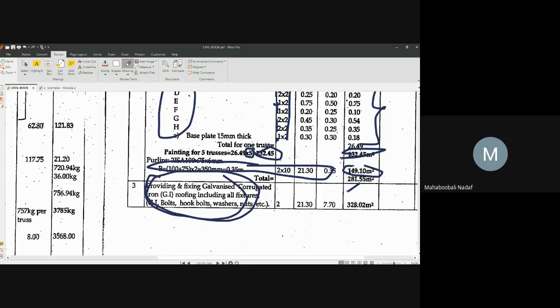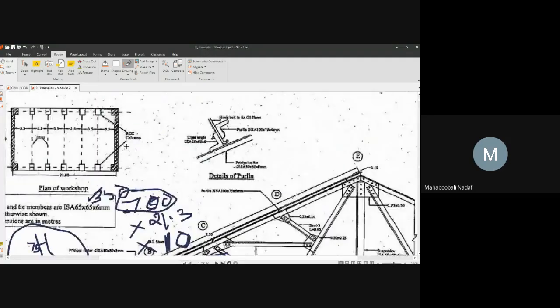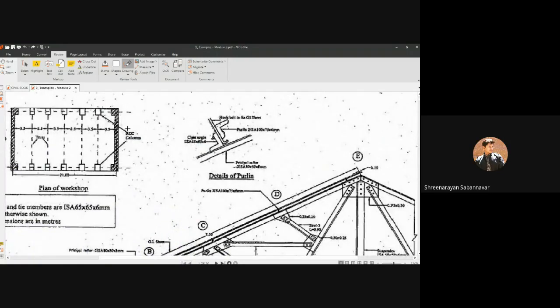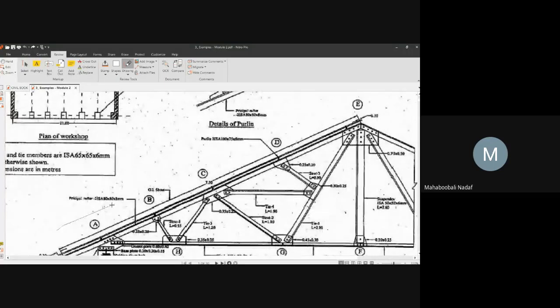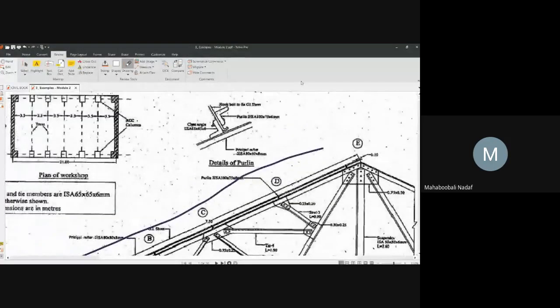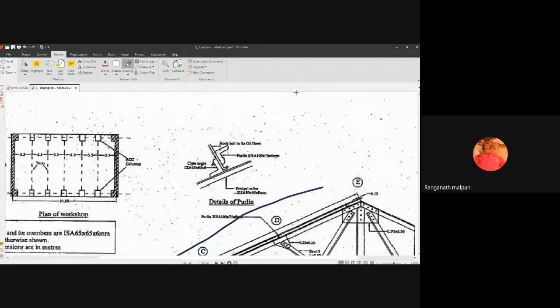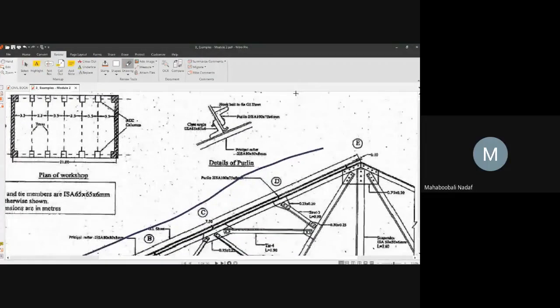Also for fixing GI sheet, how much is the GI sheet now? Can anyone tell me by seeing this plan? What is the length of total GI sheet? 7.5 meters. 7.5 is the one side length. What is the longitudinal length? 21, sir. 21.3.